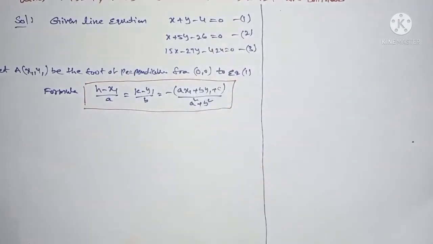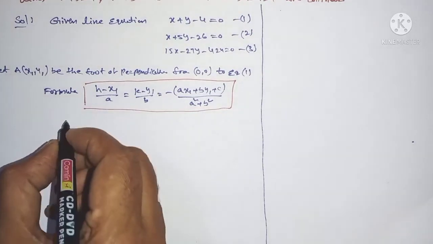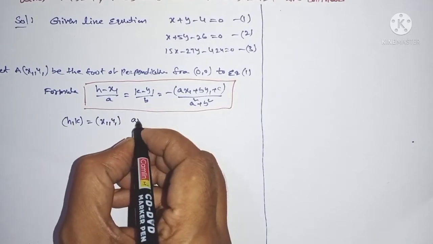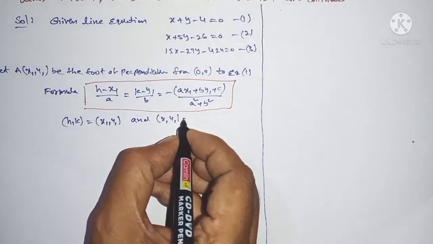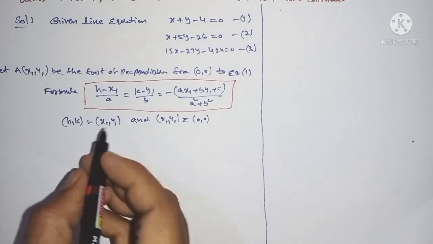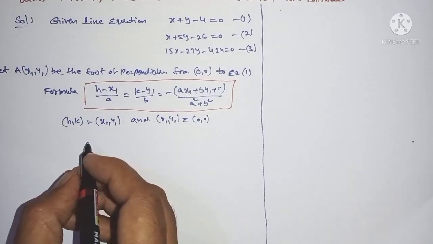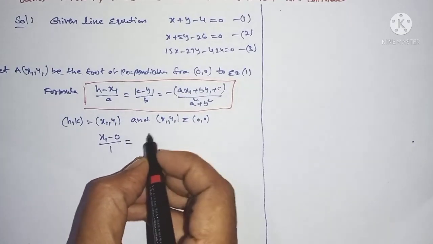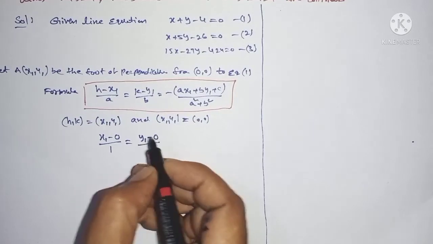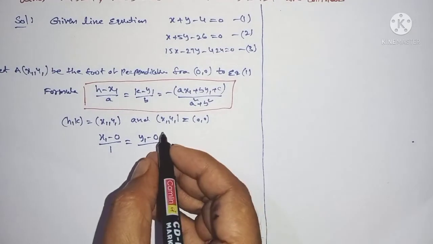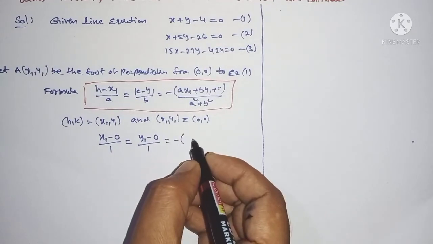First equation: I am finding h comma k, or x1 comma y1. Here you can write h comma k is nothing but x1 comma y1, and x1 comma y1 is replaced by 0 comma 0. Therefore, x1 minus 0 by a, where a is nothing but 1, is equal to y1 minus 0 by 1, is equal to minus of ax1.